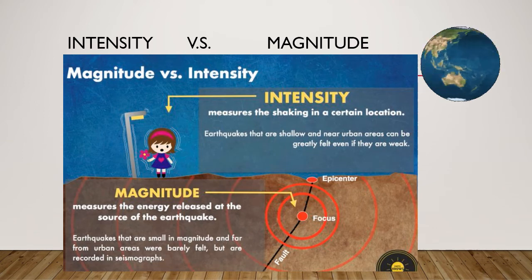Next, magnitude uses a seismograph, while intensity, what does intensity use? Intensity refers to the damage that the earthquake has done, or how strong the vibrations on the ground are. That's how we describe the intensity of an earthquake. Okay, let's proceed.